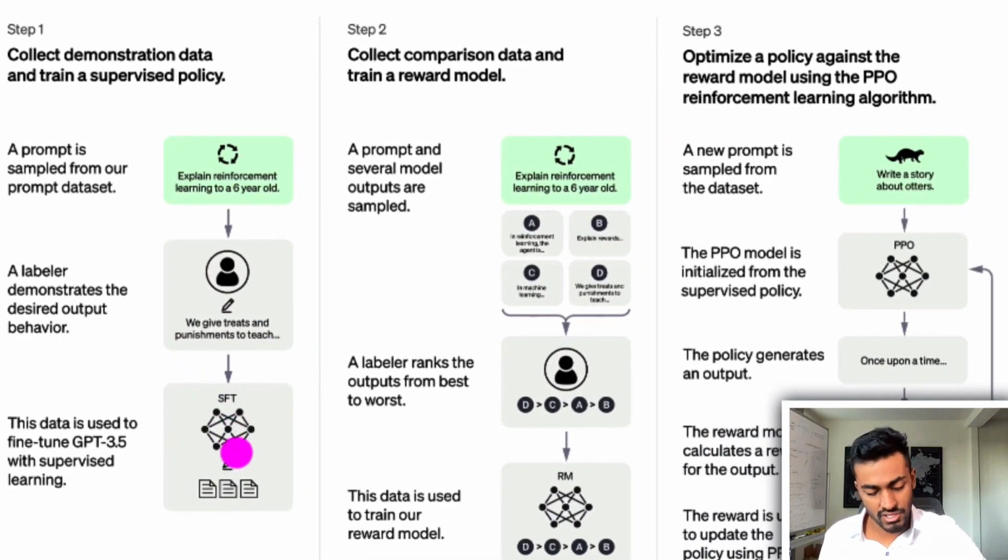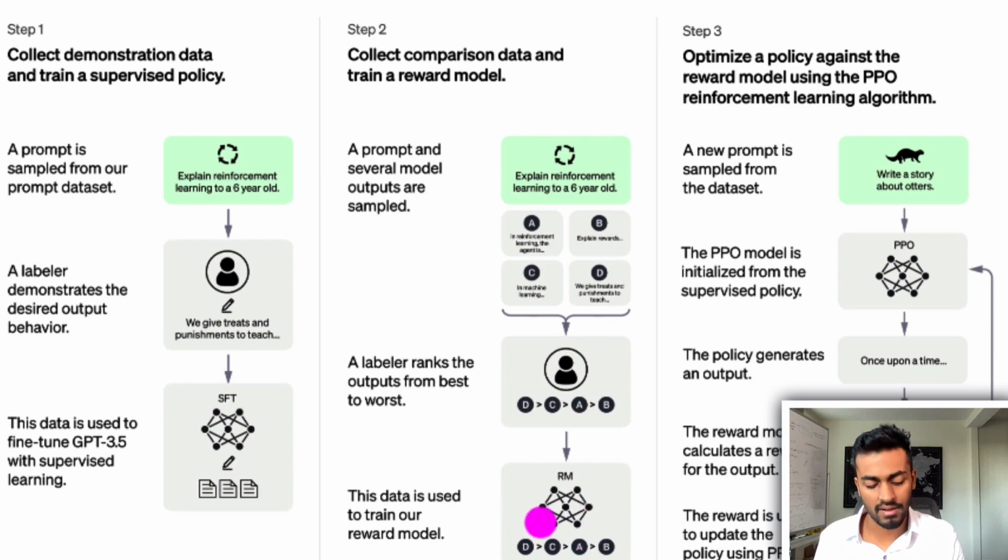Next, we take this supervised fine-tuned model, and we'll take a single prompt, pass it through the model, and we generate a few responses over here. And now the labeler is going to be ranking how good these responses are. So for each of the responses that are generated, the labeler will assign some reward. And this is going to be used to train another GPT model, which is called the rewards model.